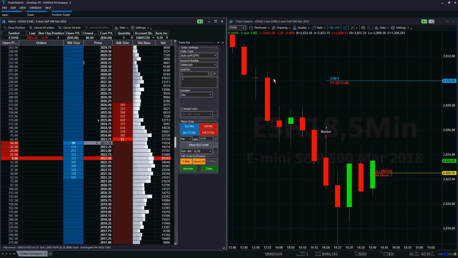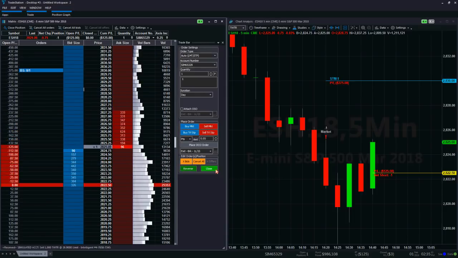On ESH 18, I already have some orders. So I'm just going to close my position. This is something that I want to emphasize. The close button that you see here is a convenient way to close your position that you hold on the symbol that is displayed on the matrix. Right now, the matrix shows me the S&P 500.